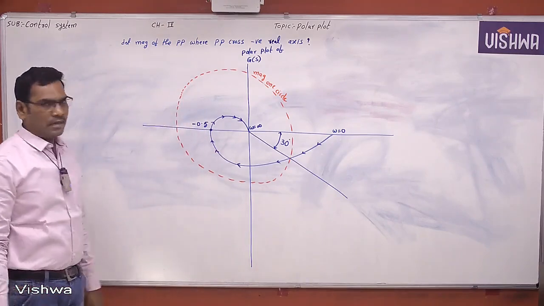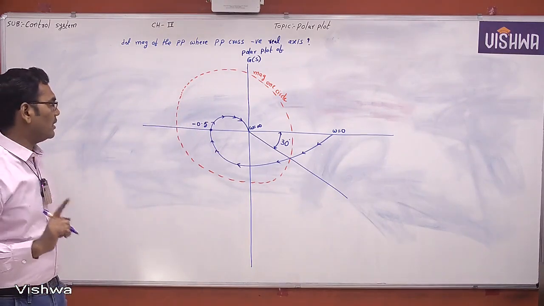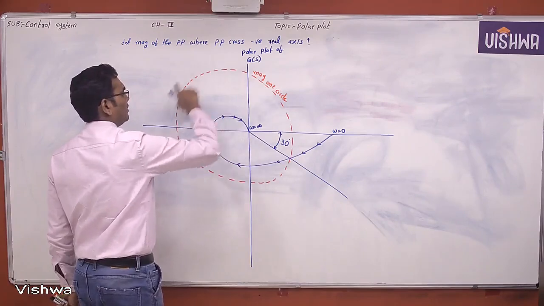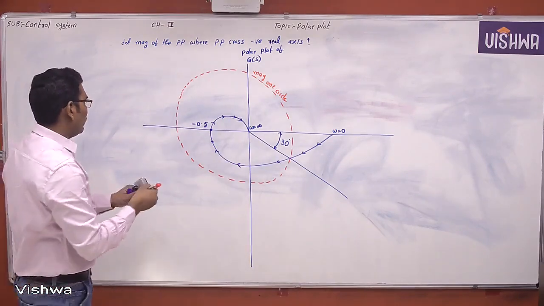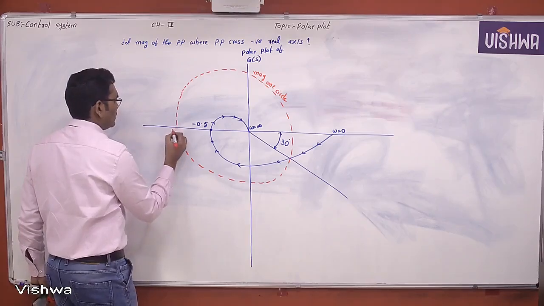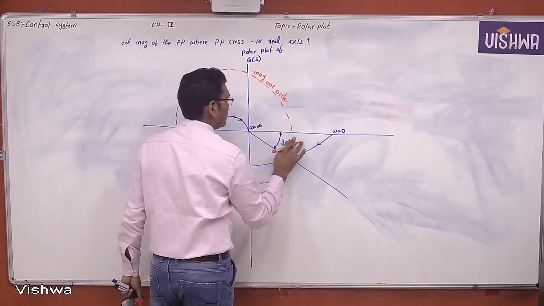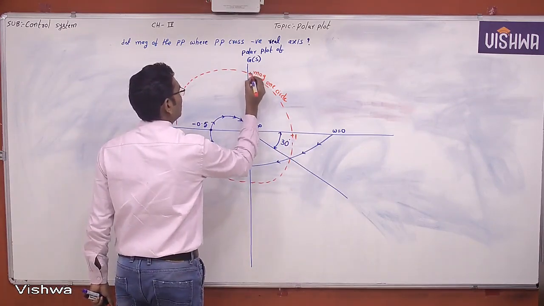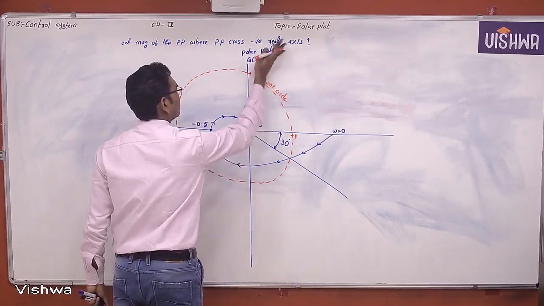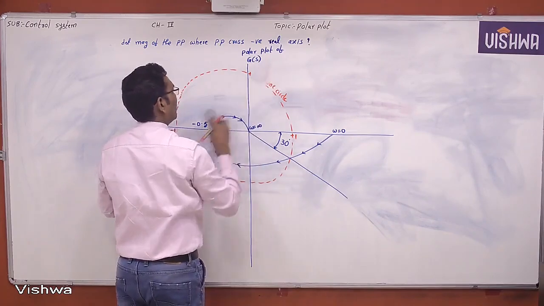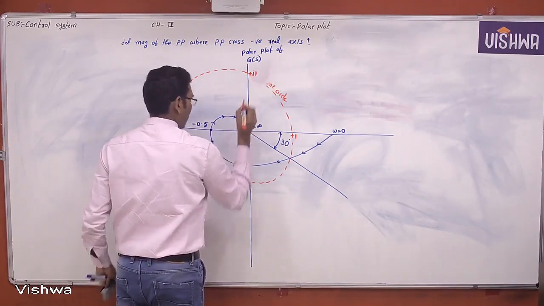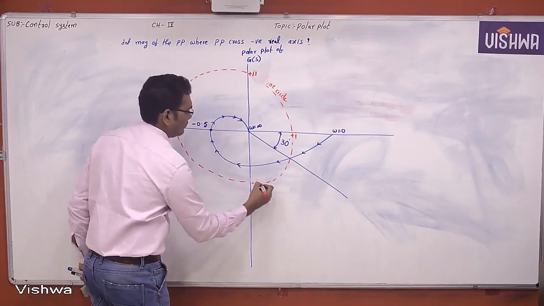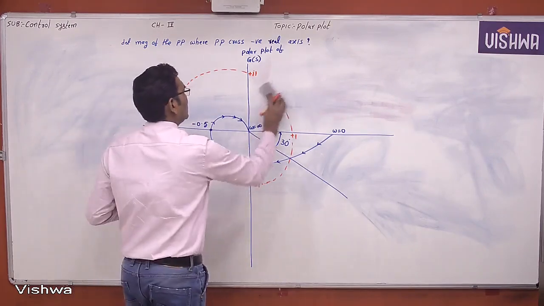Now this is the given polar plot. Students, observe a very important point here. This is the magnitude 1 circle. If it is the magnitude 1 circle, then this point is minus 1, this is plus 1, this is plus j1, and this is minus j1. Now, this is the magnitude 1 circle.